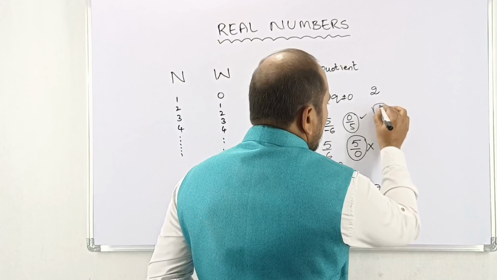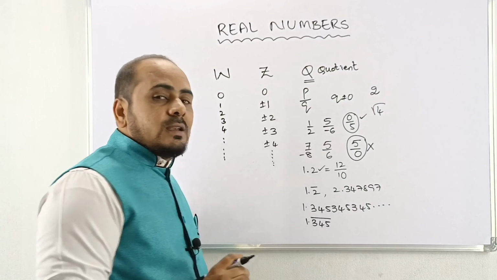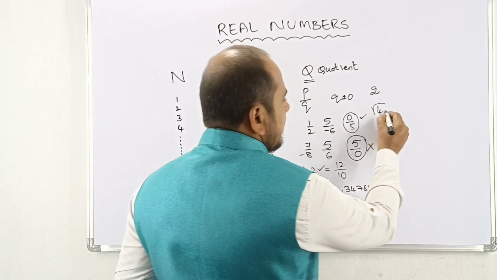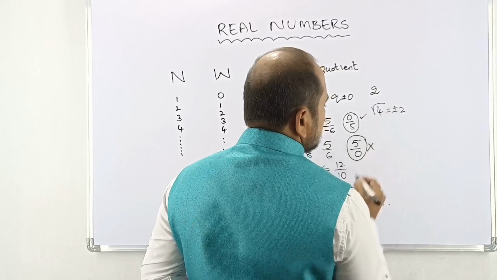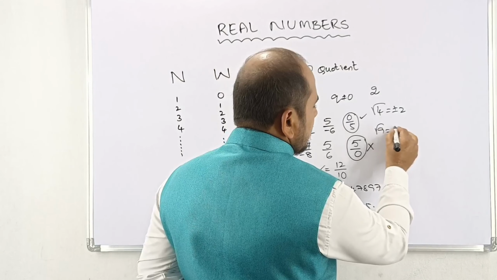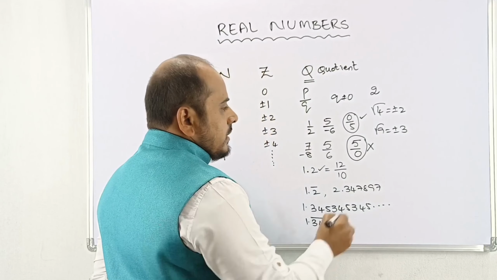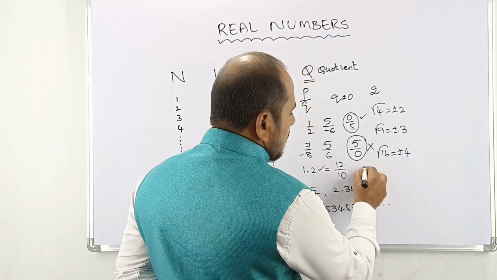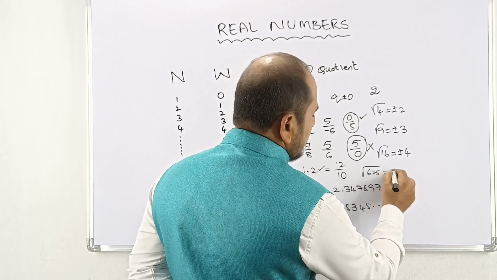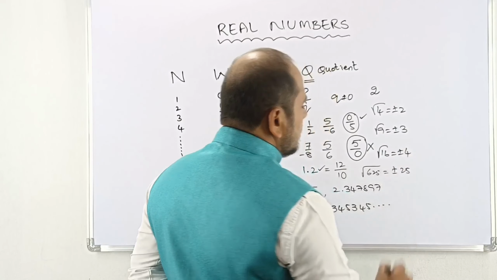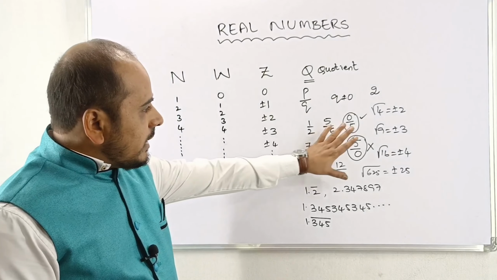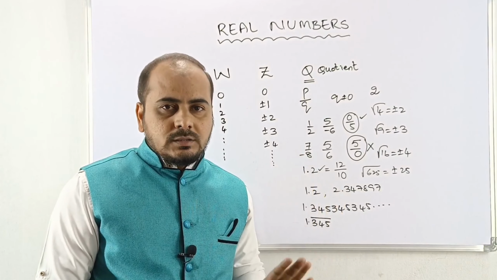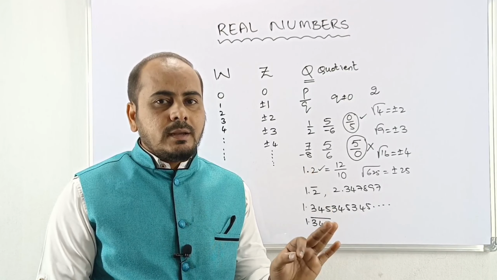Root 4 is also one of the rational numbers, because root 4 can be written as plus or minus 2. Root 9 is also plus or minus 3. Root 16 also can be written as plus or minus 4. Root 625 also can be written as plus or minus 25. These all are called rational numbers. Hope you understand, my dear.